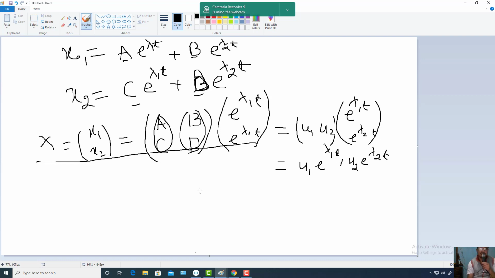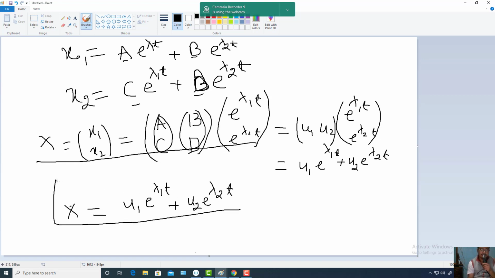So the given system of differential equations now has a solution like this. Capital X is a column vector, x1, x2. This is equal to u1, a column vector a, c, times e to the power lambda 1 t. So e to the power lambda 1 t is a number, but this is a vector. Plus u2 e to the power lambda 2 t. So this is the solution in matrix form, in vector form, for the given system of differential equations.